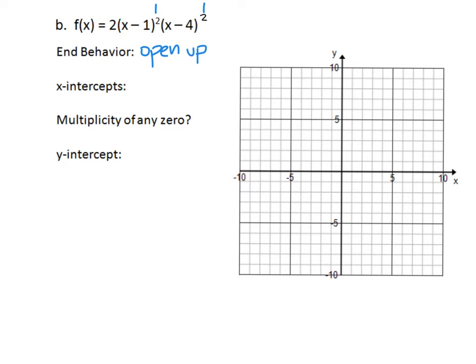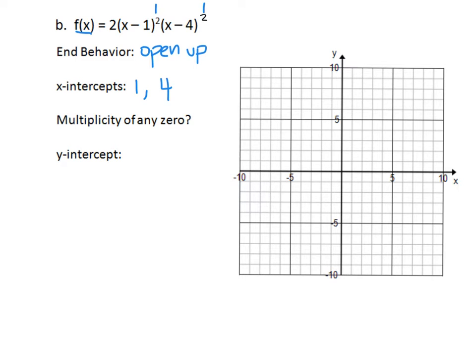Our x-intercepts are found again by putting a 0 in for f of x and using the zero product property. If we set 2 equal to 0, it's not going to help us, since 2 does not equal 0. If we put x minus 1 squared equals 0, we're going to get an x-intercept of 1. And if we put x minus 4 squared set equal to 0 and solve, we're going to get another x-intercept of 4.